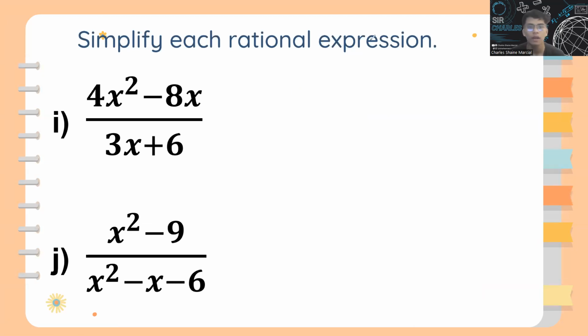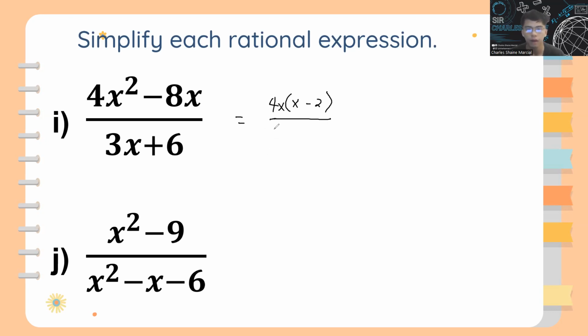We have 4x squared minus 8x all over 3x plus 6. Factor out natin yung 4x. Bakit kasama yung isang x or isang variable na x? Dahil itong second term natin ay may variable din. Okay? Let's try. Ano yung i-multiply kay 4x to get 4x squared? That is x. And for negative 8x, that is negative 2. Okay? 4x times negative 2, that is equal to negative 8x.